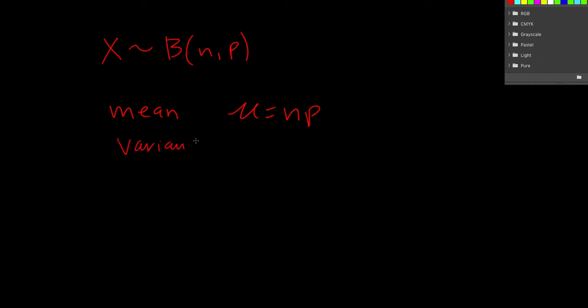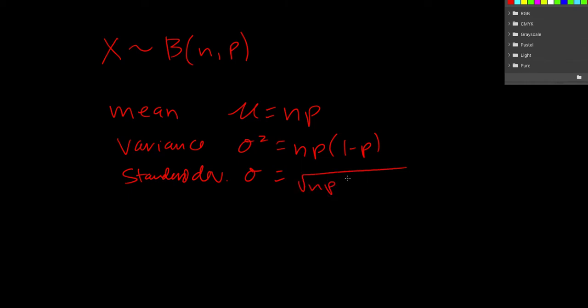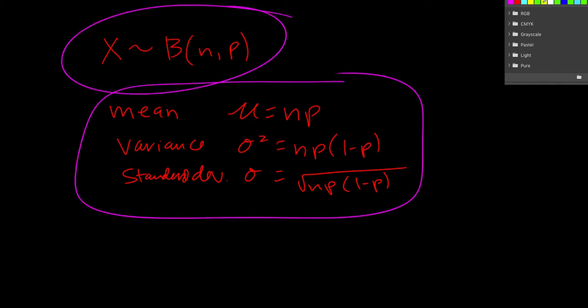So, if we know that x is binomial, like that, then the mean, or mu, is equal to n times p. The variance, which is just the standard deviation squared, is given by this, which means the standard deviation is just given by the square root of all of that stuff. Basically, we're just going to use this idea, knowing that we have a binomial distribution, to find that.